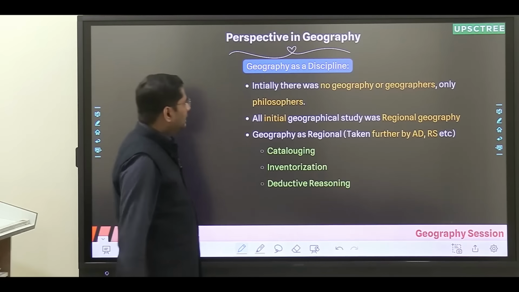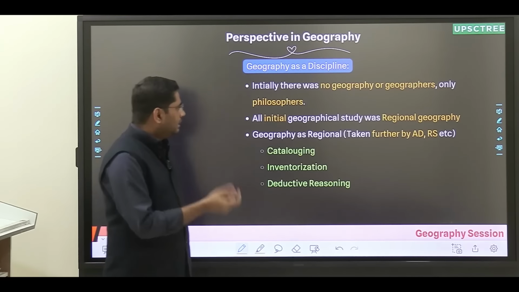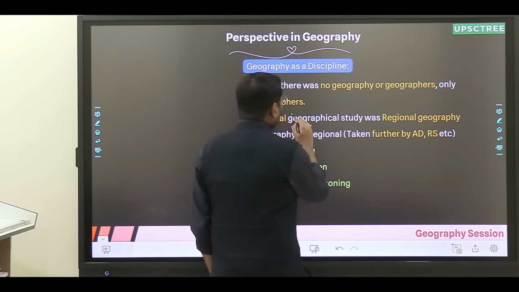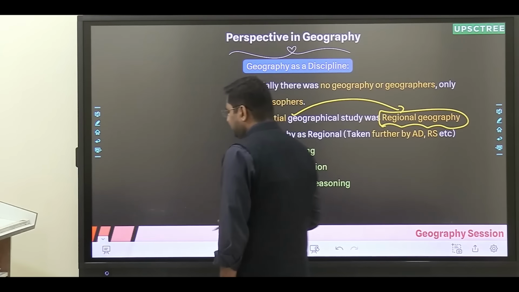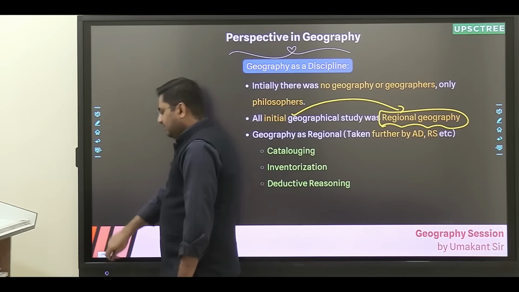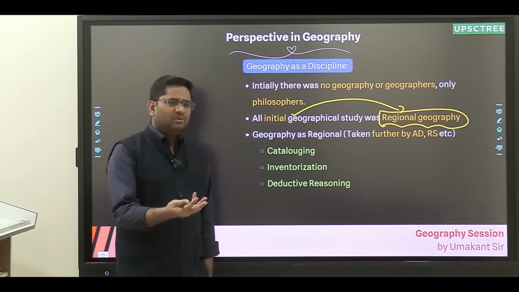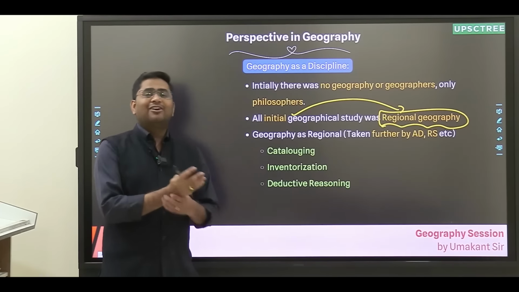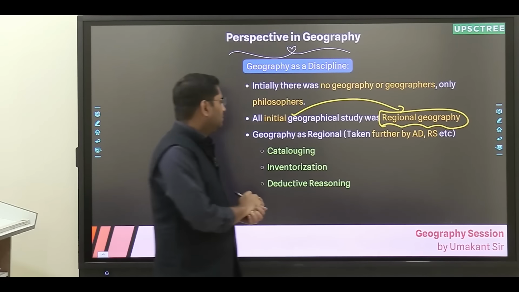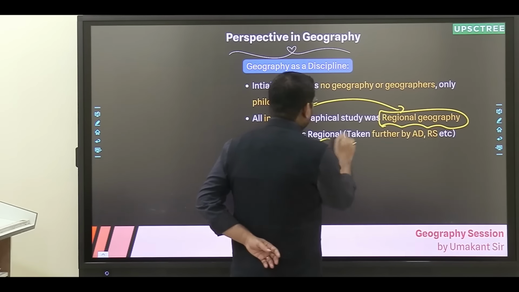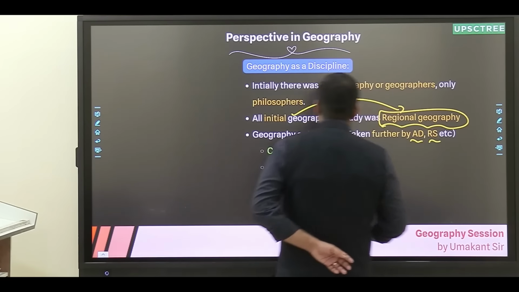This I already told you, that there was no geography or geographers, only philosophers. Eventually and initially, all geographical study will be regional geography. The philosophers will be going to different regions and they will find diversity and they will start cataloging the new things that they saw. So, knowingly or unknowingly, initially for 200 years, geography was regional geography, and regional geography will be again taken further by areal differentiation, regional synthesis, etc.